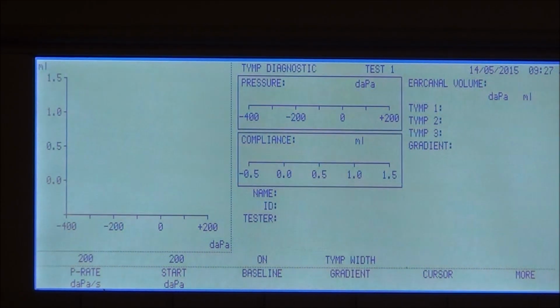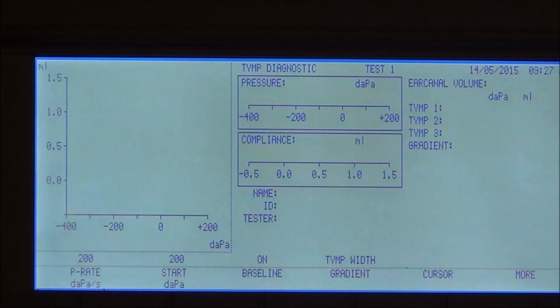Okay, so we set the rate to 200. By default in this equipment it is 50, but it is not mandatory that you have to use 50. You can change it to 200. But the pressure sweep direction has a serious effect on tympanometric findings. And you can define the effect as hysteresis.